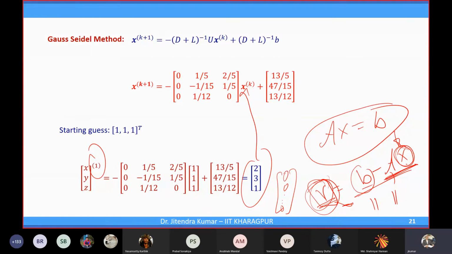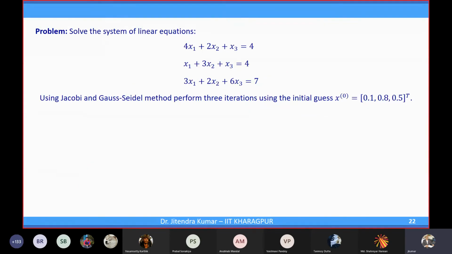Because the actual error you cannot compute, because we don't know the actual solution, right? We are computing for those problems where we don't know the actual solution. So you cannot compute the difference between the two vectors and decide. Clear?